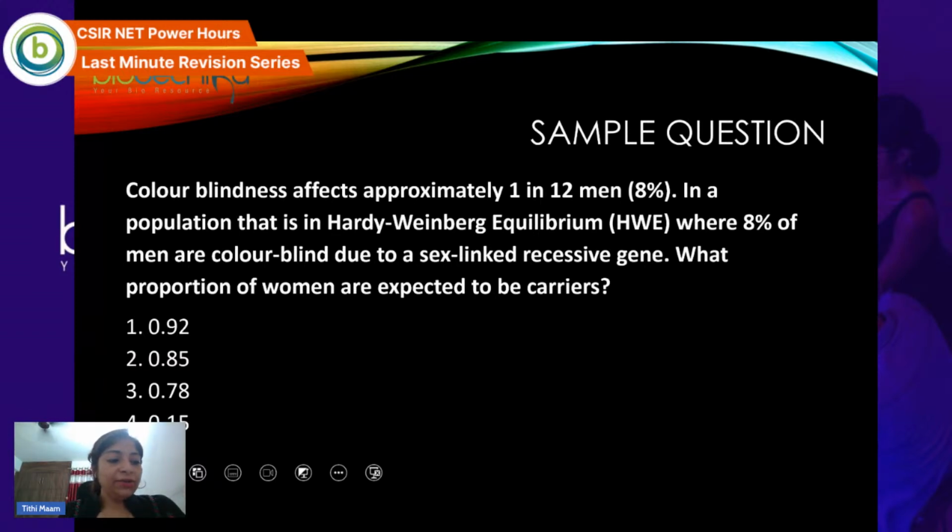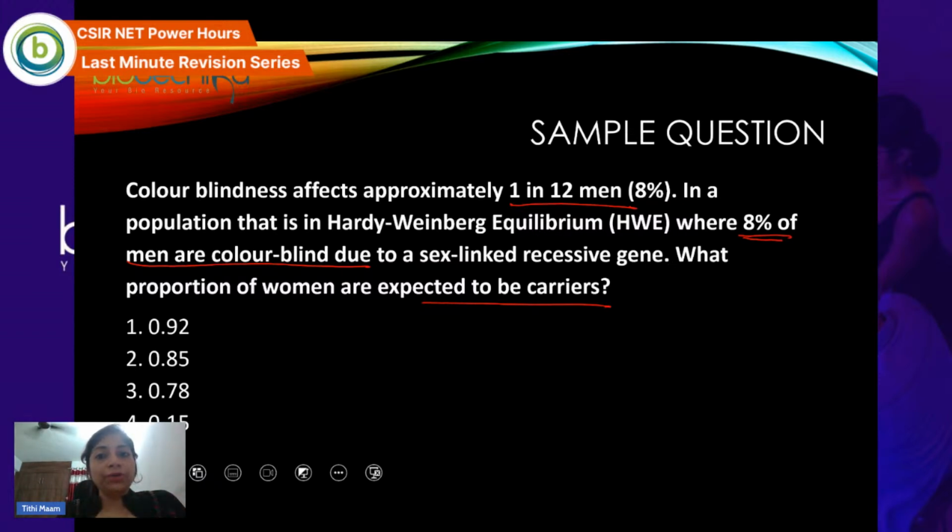Let's continue. Color blindness affects approximately 1 in 12 men, so 8%. In a population that is in Hardy-Weinberg equilibrium, where 8% of the men are colorblind due to a sex-linked recessive gene, what proportion of women are expected to be carriers? Now see here, in this situation 8% is given as the individual men who are colorblind. Now this 8% are colorblind.